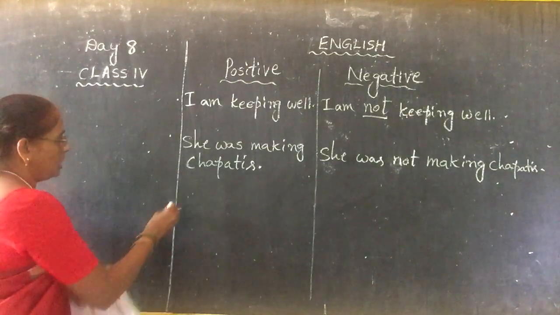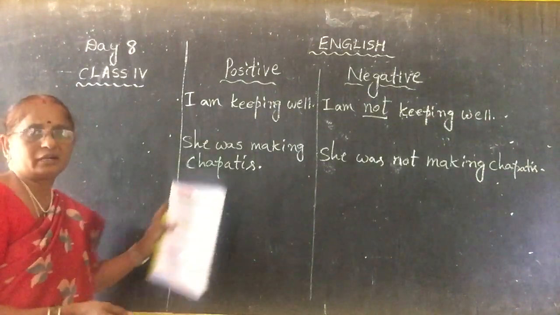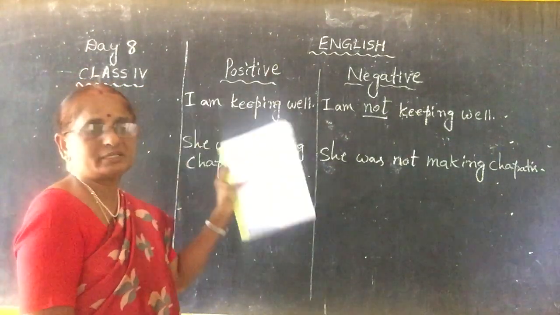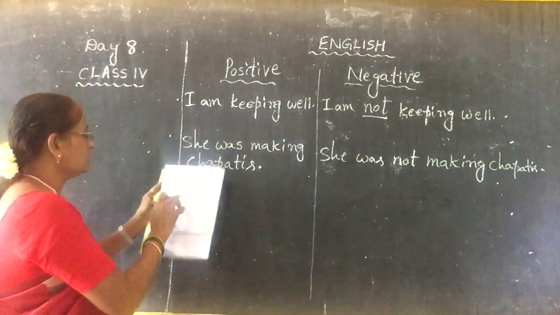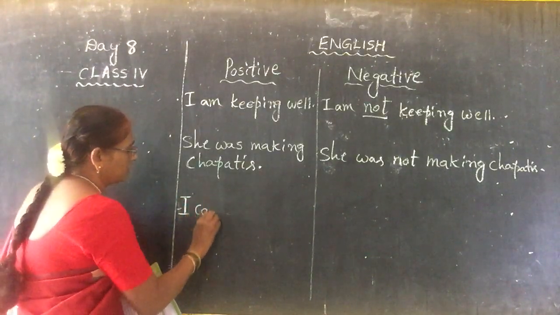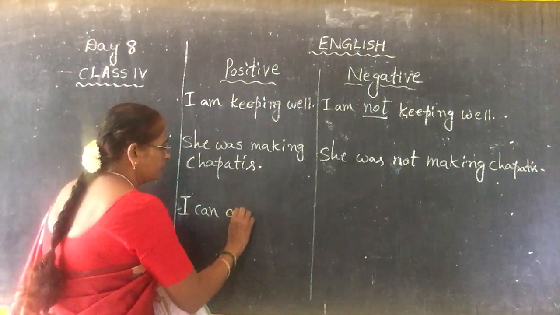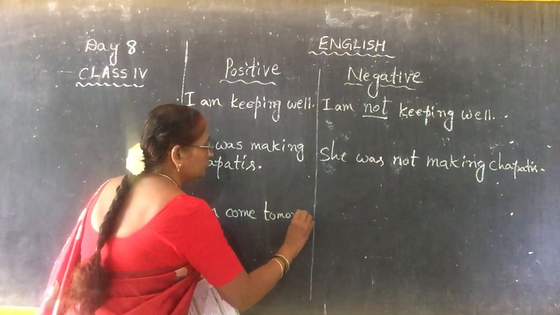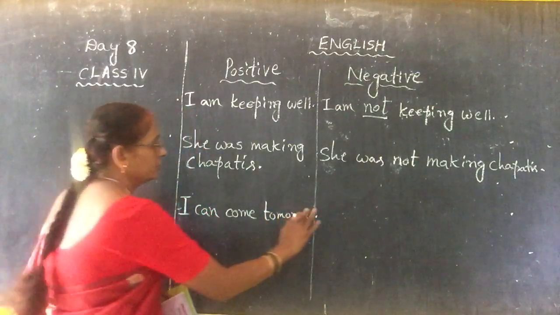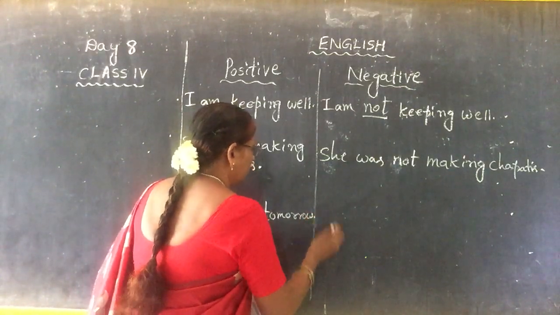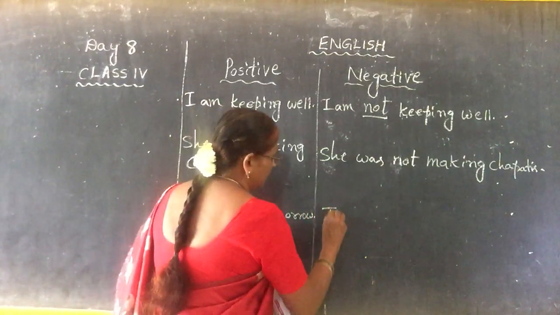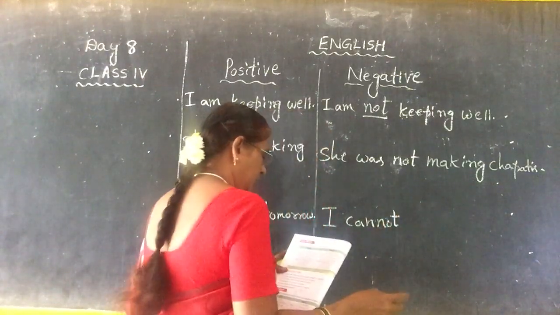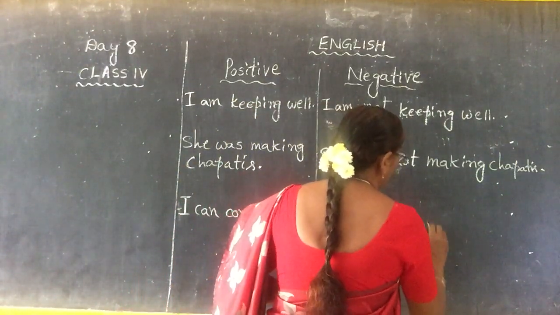I can come tomorrow. One more sentence. I cannot write all the sentences. I am just explaining one or two or three sentences. See, I can come tomorrow. Okay? And what is the negative? See here: I cannot come tomorrow.